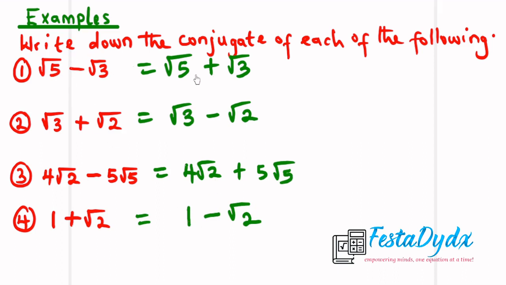Just write the same values, change the sign. From minus, it's going to be plus. From plus, minus. From minus, plus. From plus, minus. So now let's move forward.